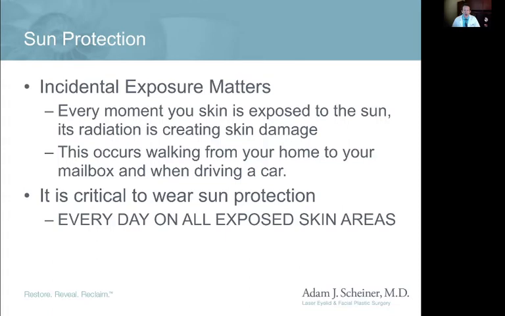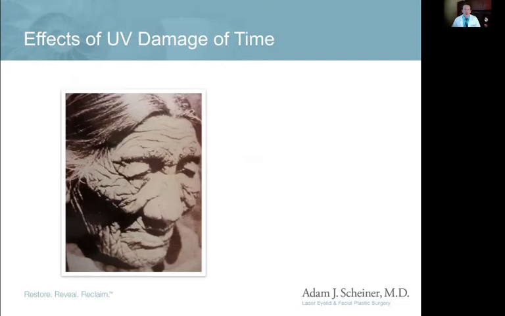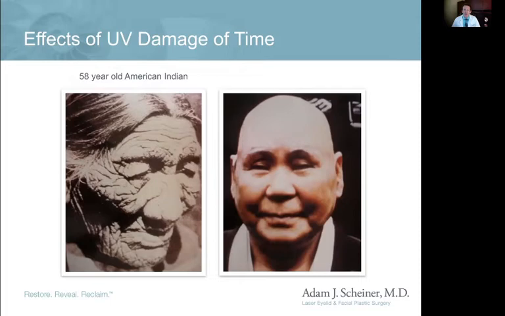And here's a picture I was going to show you. When you look at this picture, about how old do you think she looks? Right, she looks like 100, 110. She's only 58. Amazing, right? She's an American Indian, she's a migrant worker, and that's the effect of UV damage over time. This gentleman looks like he might be 40, 50? And he's 78, he's a Tibetan monk. He was indoors a lot of his life meditating.